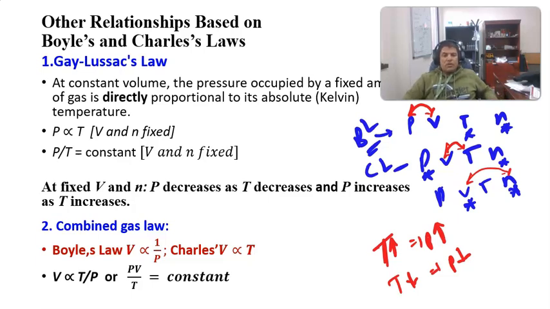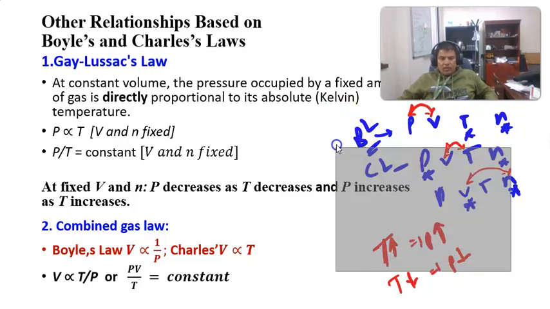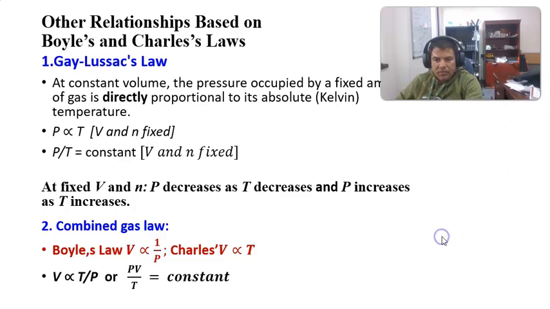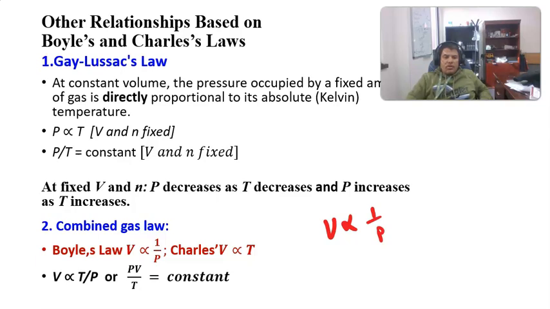Okay, so now these are the laws, and now let us combine these laws. After combining, we will have one very good law. So let's combine Boyle's law and Charles' law. Boyle's law is V is inversely proportional to 1 by P. Charles' law is V is directly proportional to T. So you can combine these two. It means that V is directly proportional to T times 1 by P.